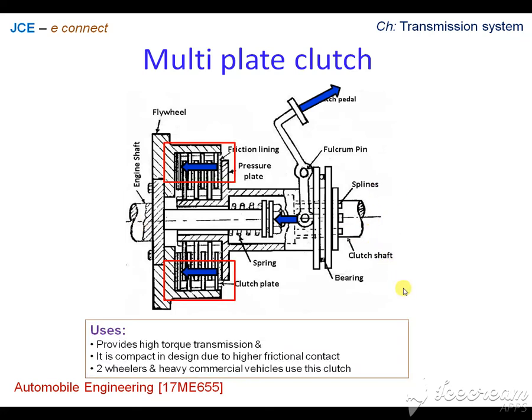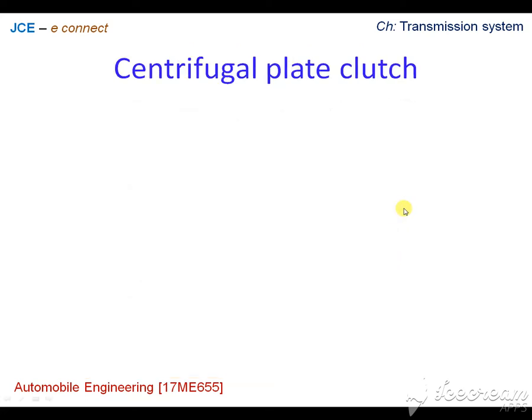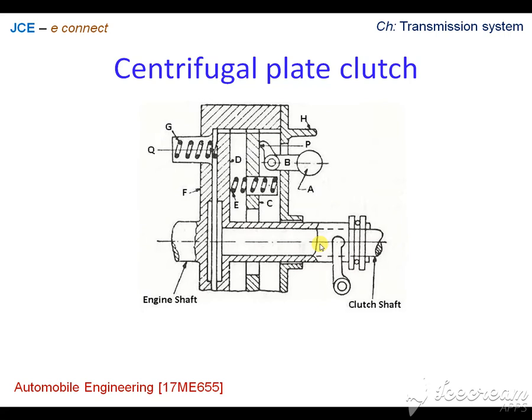Now let us look at the uses of this clutch plate. They are popularly used in two-wheelers and heavy commercial vehicles. Now let us look at the operation of centrifugal clutch operation. The unit is shown here.